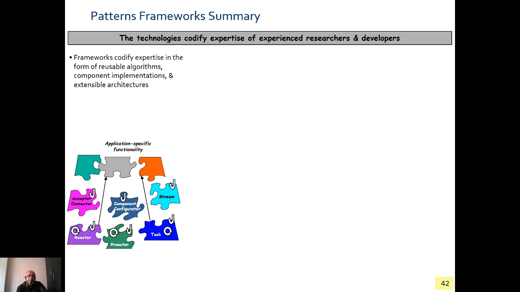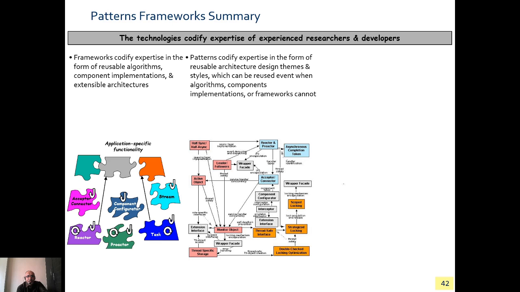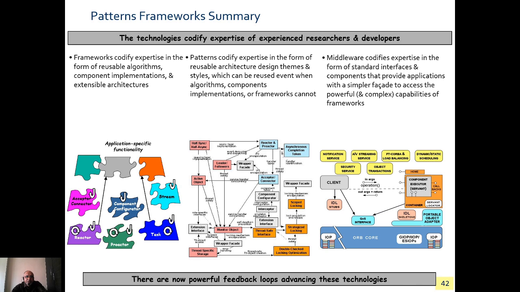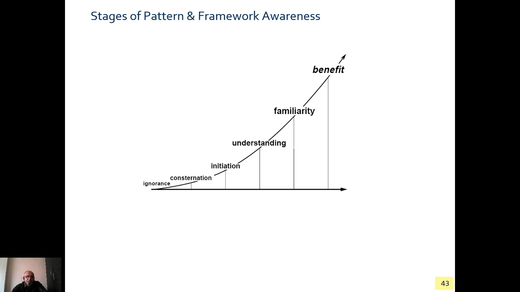Patterns summary: you can have expertise through reusable algorithms. Reusable architectural design themes you can apply, just like in case of POSA we have seen in the previous slides. And lastly, middleware. It's the job of middleware. Probably in sequence, if I remember, we have seen this earlier on. Just see to it, this is a simple client server application with the ORB, object request broker. There is IIOP and then the dynamic static scheduling and application specific functionalities with the use of patterns. So this is what the awareness is.